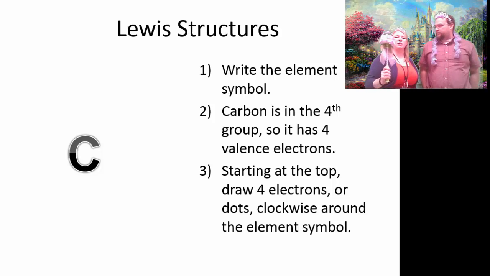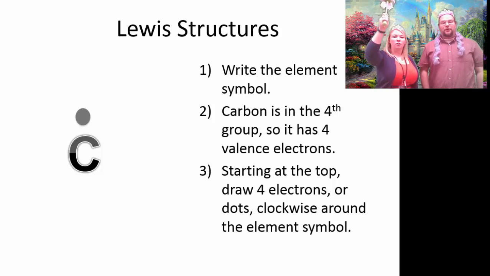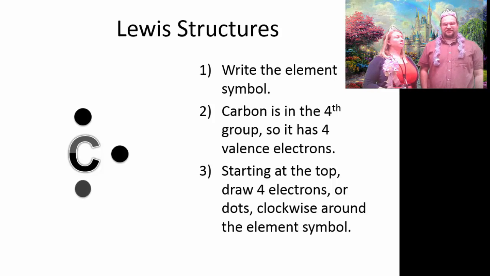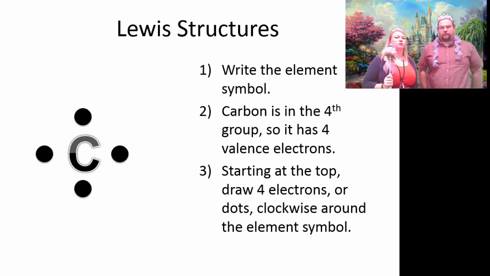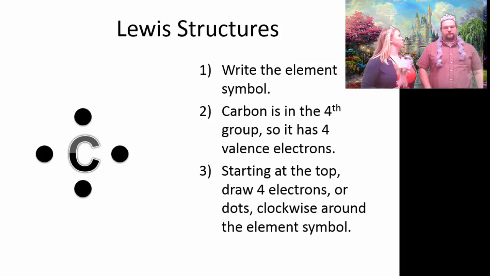Let's see what that looks like. So my 4 valence electrons show up, and my Lewis structure for carbon is that. It's pretty easy. We're going to need these when we start bonding, but we're just talking about how to draw them for today.